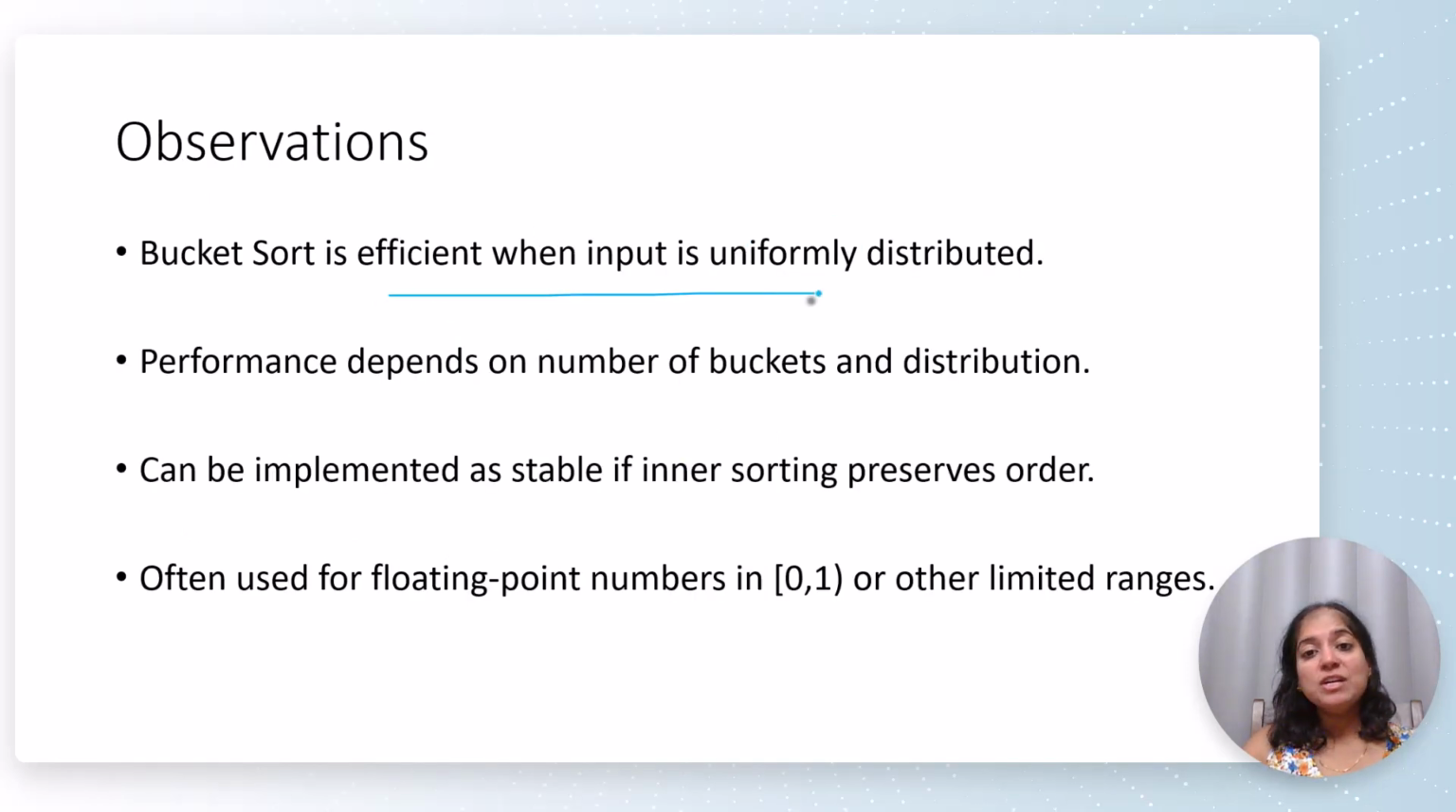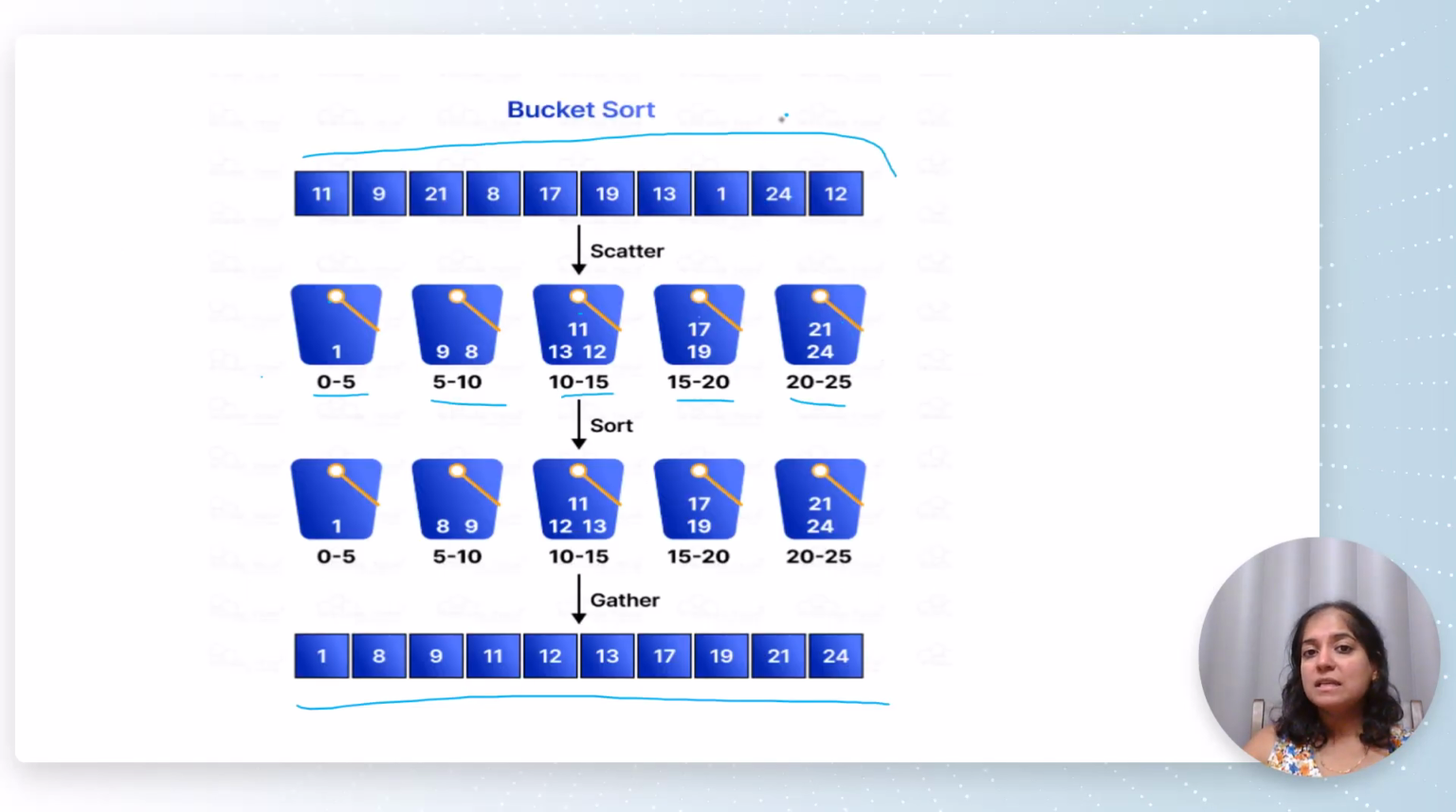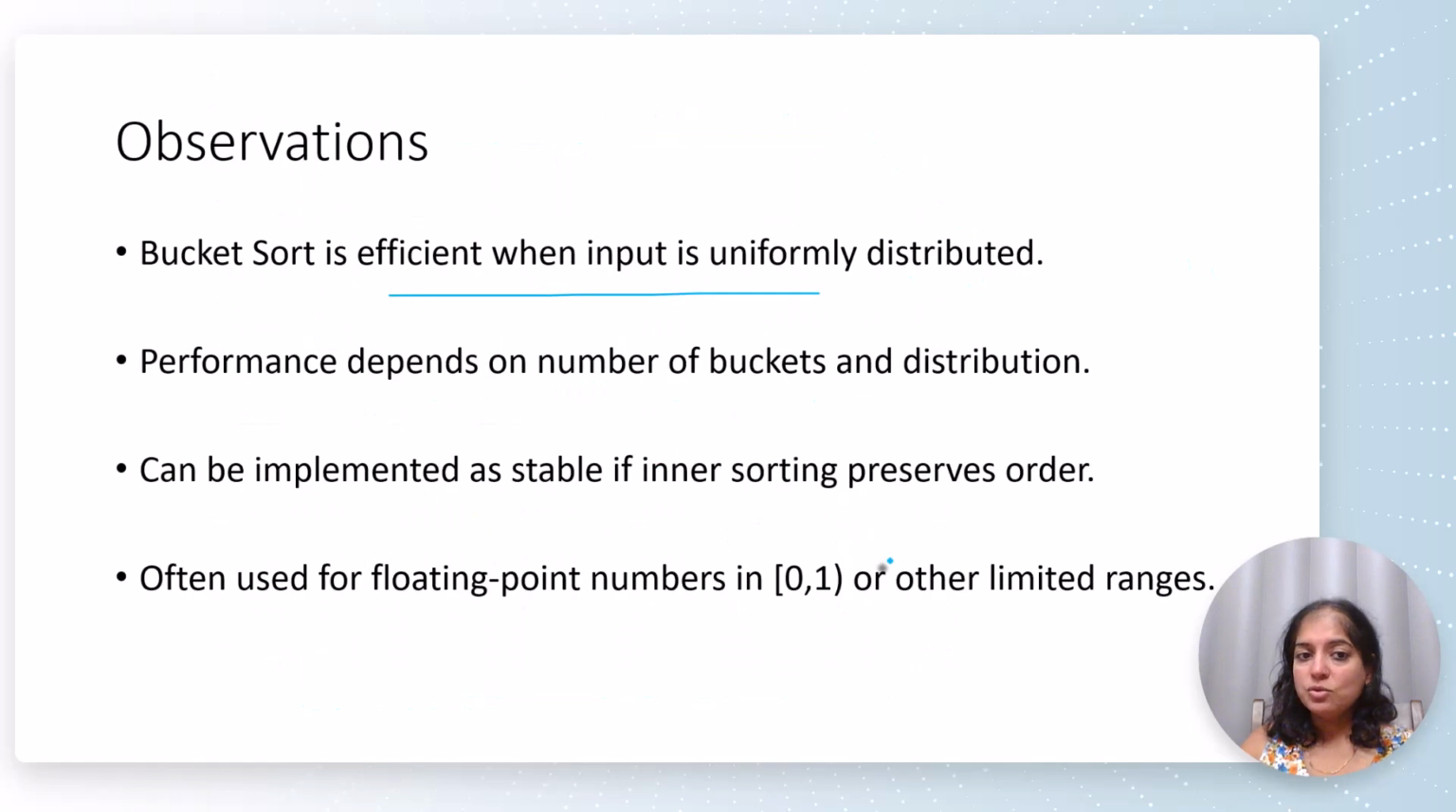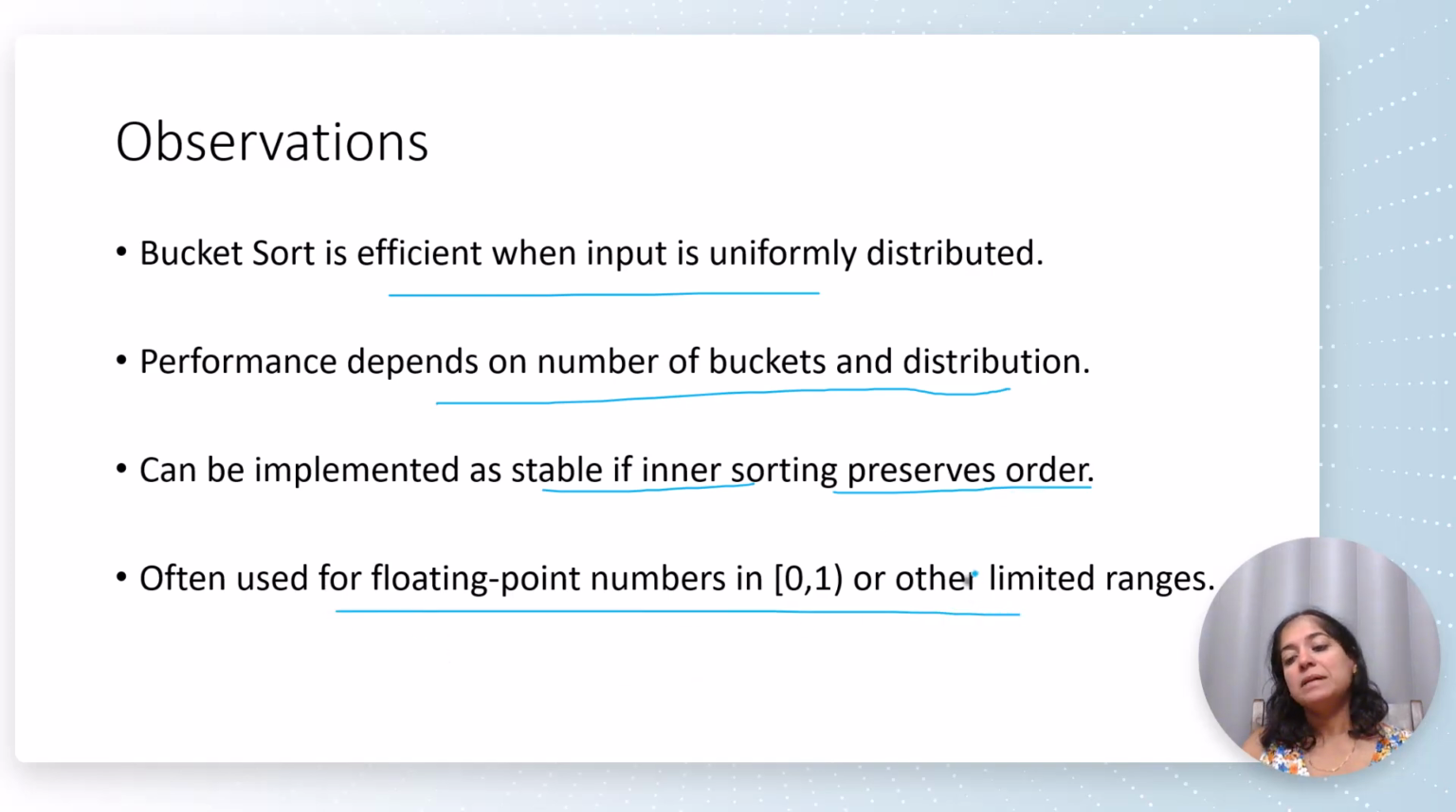It is efficient when the input is uniformly distributed. For example, in this case, all your values are in the range 0 to 5 and one value is 20, which means the values are not uniformly distributed. So it does not work efficiently in this case. Performance depends on the number of buckets and the distribution, that is, how many buckets you are using and what distribution formula you are using. It can also be implemented as stable if the inner sorting preserves order. It is often used for floating point numbers or other limited ranges.